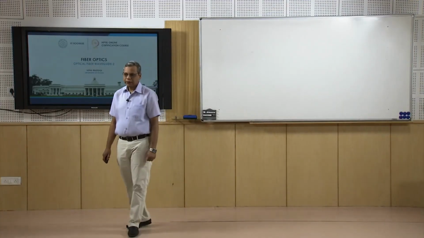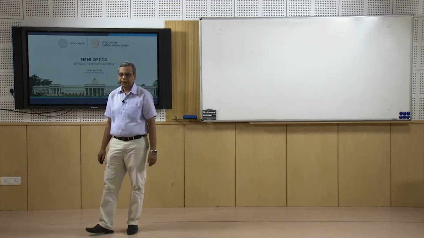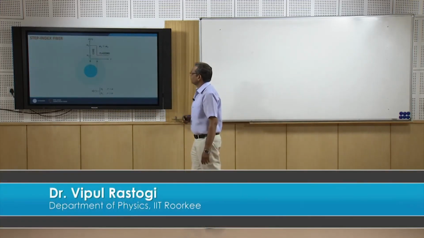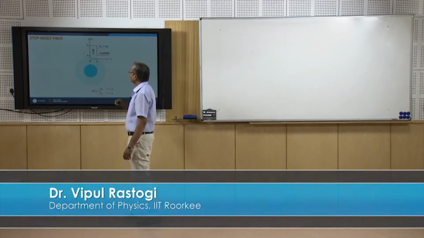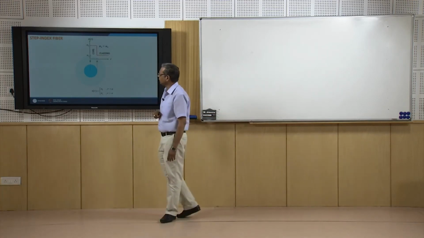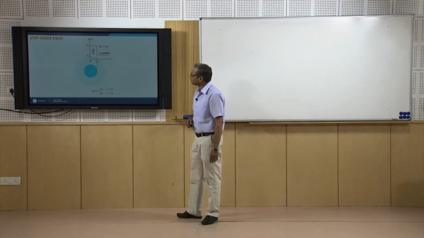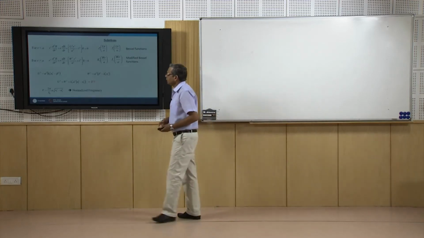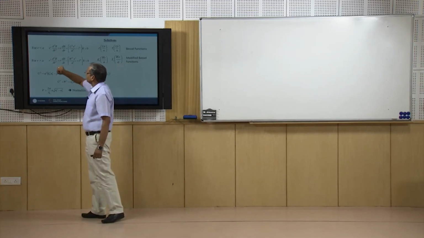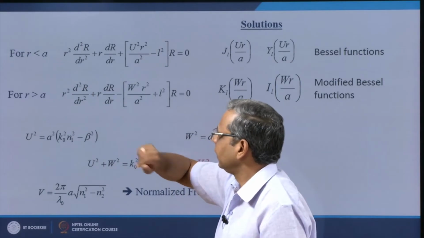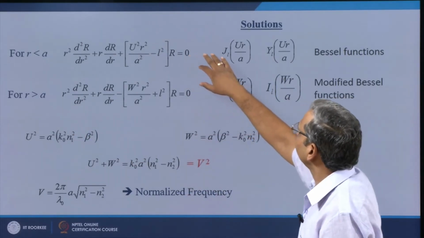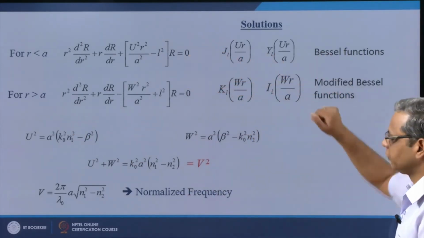So, let us continue our analysis on step index optical fiber. We were doing the analysis of this step index optical fiber whose core has a radius a and refractive index n1, and the cladding has refractive index n2. What we had done, we had formed equations in capital R in the region R less than a and R greater than a, and these equations have solutions which are in the form of Bessel functions.